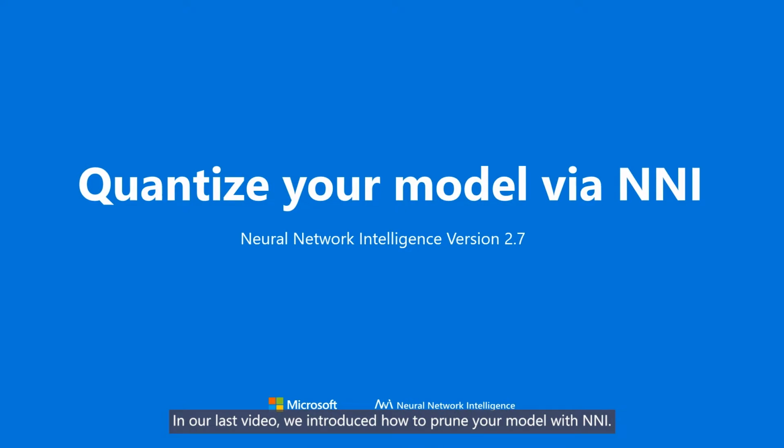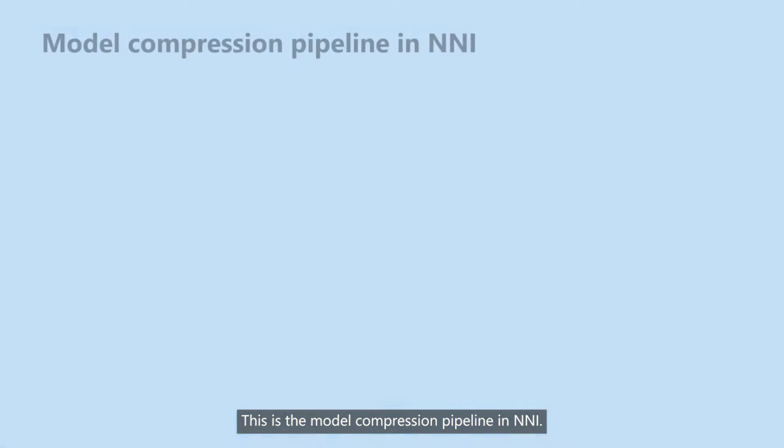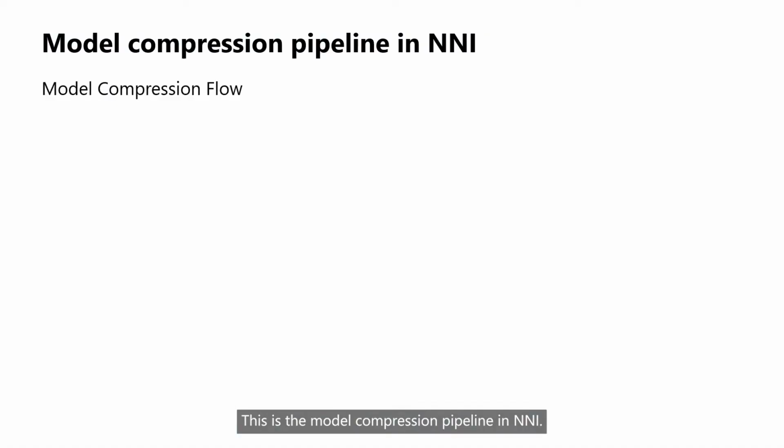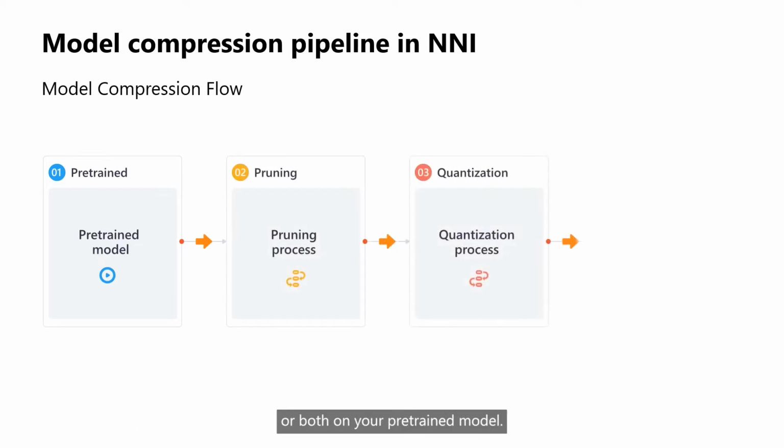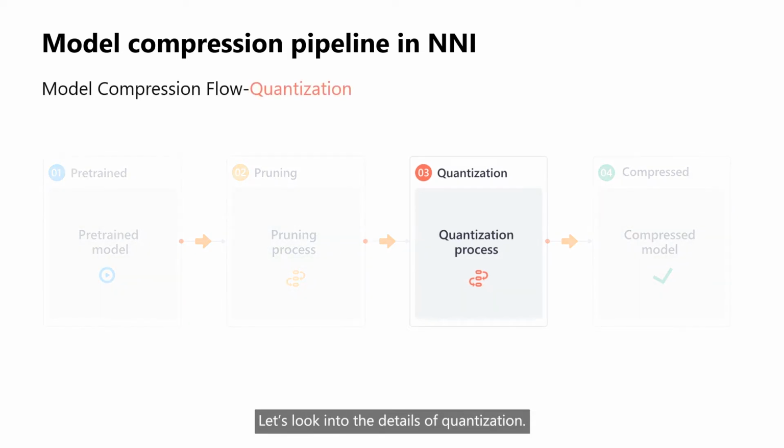In our last video, we introduced how to prune your model with NNI. In this video, we will show you step by step how to quantize your model with NNI. This is the model compression pipeline in NNI. You can easily get a compressed model by applying pruning or quantization, or both, on your pre-trained model. Let's look into the details of quantization.